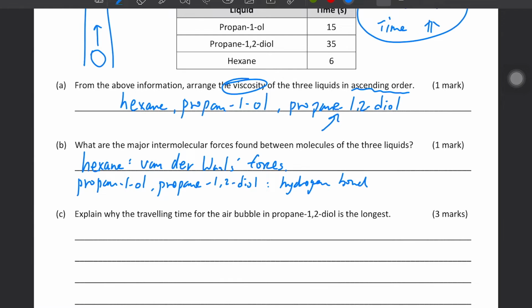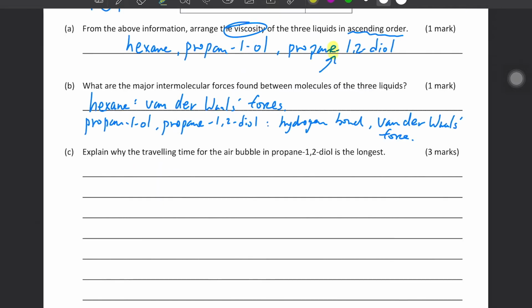So many students forget that they focus on the hydrogen bond only, but don't forget they also get van der Waals force for propane-1-ol and propane-1,2-diol. So don't forget to write down the van der Waals force. Highlight this, okay? Part C.